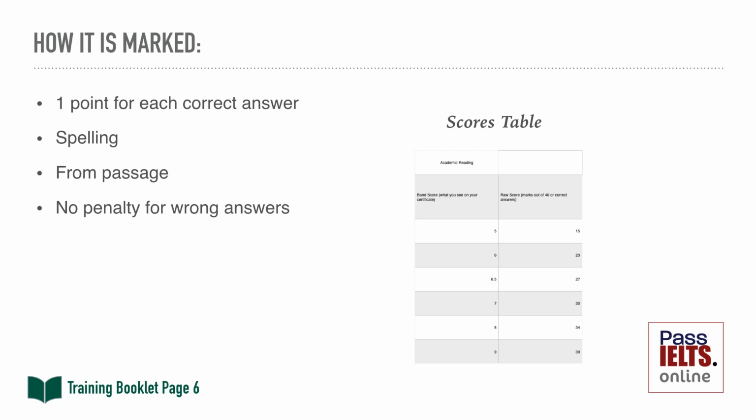Here on the right you can see the scores table. You can also see it on page 6. Here, when you do a whole test, you can calculate what band score you would get by looking at the raw score, which is the score you get out of 40, which is on the right.